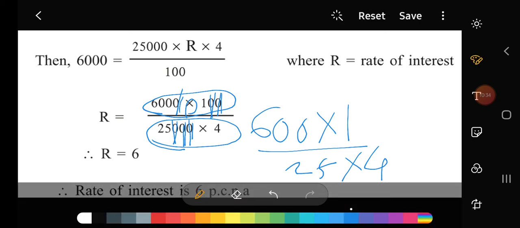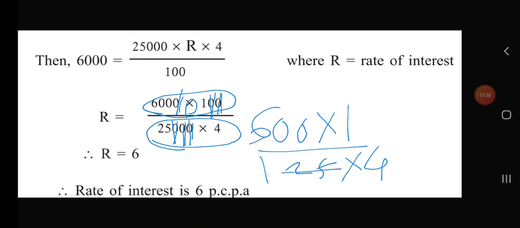So here if we see, 25 ones are 25, 25 twos are 50, 10 will remain. So 25 fours are 100. Now 4 ones are 4, 4 sixes are 24. So R will be equal to 6. In this way, the rate of interest we found is 6 percent per annum.